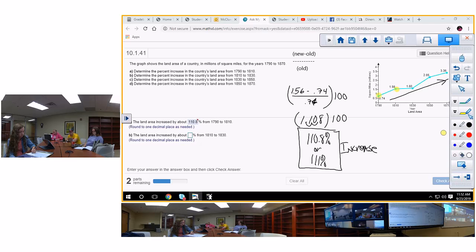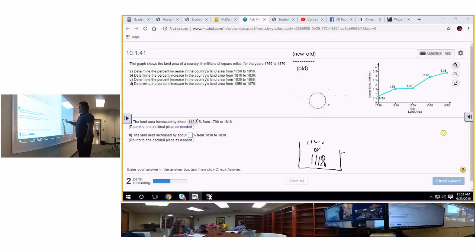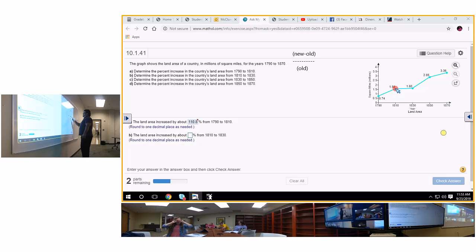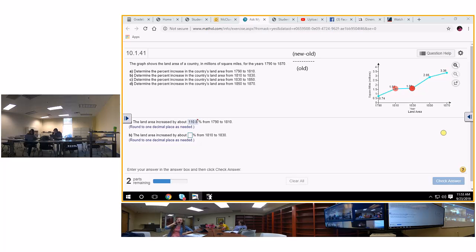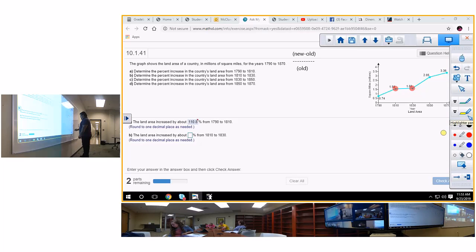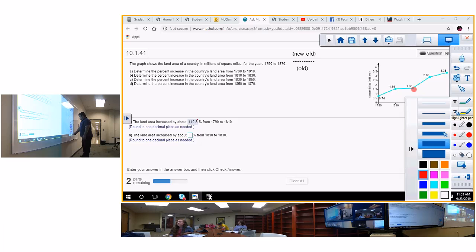I'll erase everything. Well, I don't want to erase everything. We'll do this, and I'll use a different color highlighter, from 1810 to 1830. And of course, I didn't hit red, I hit yellow, thank you very much. Okay, we switched. Does anybody know how I switched from red to yellow? I'd appreciate it if you tell me.